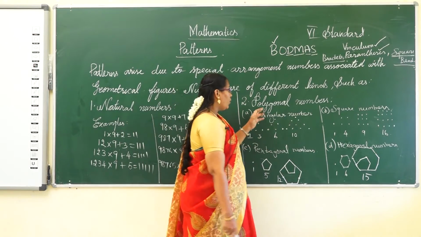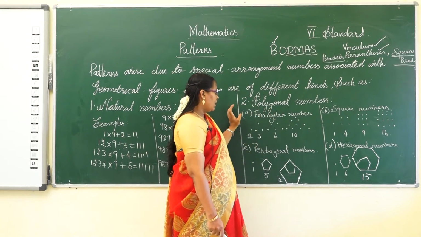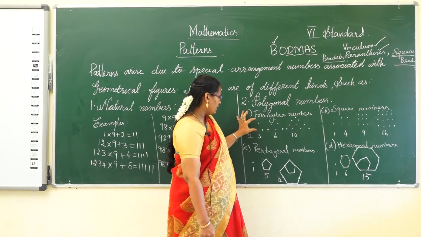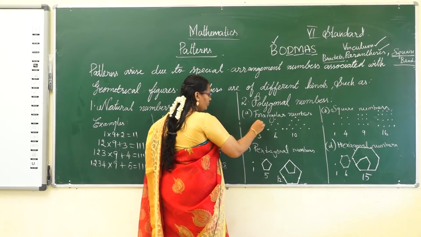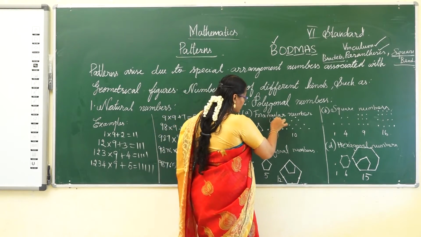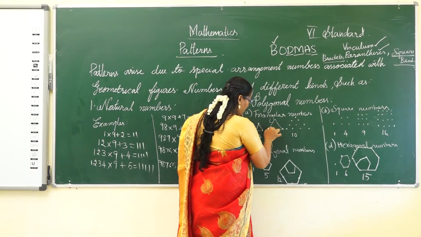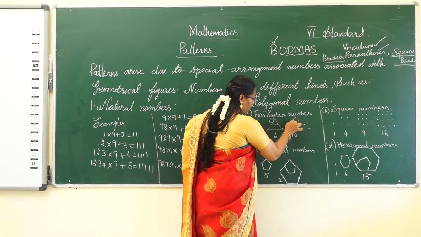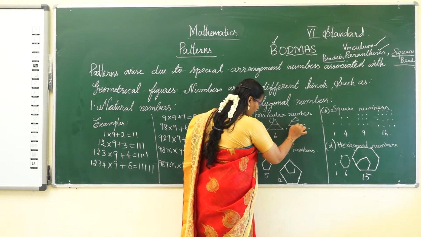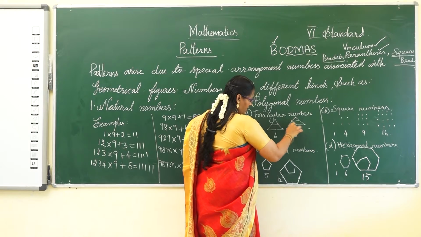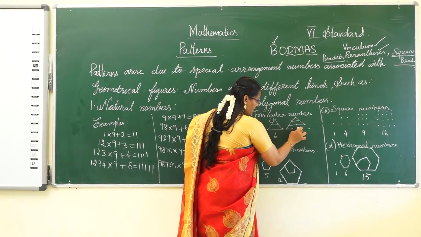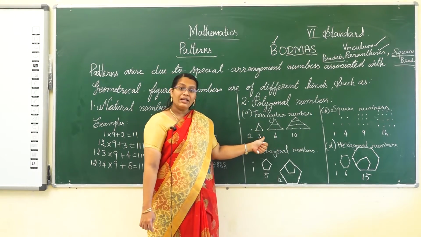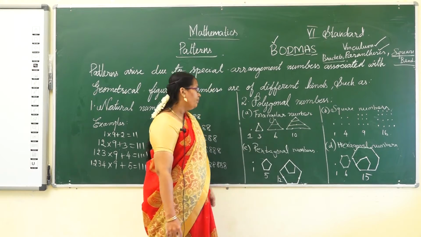Now the polygonal numbers. Already you know the triangular numbers. The first pattern is 1, and the next triangular pattern has 3 dots, and the next has 6 dots: 1 2 3 4 5 6. The next one has 6 and then 7 8 9 10 more. So the pattern of numbers is 1, 3, 6, 10. This is the triangular pattern.